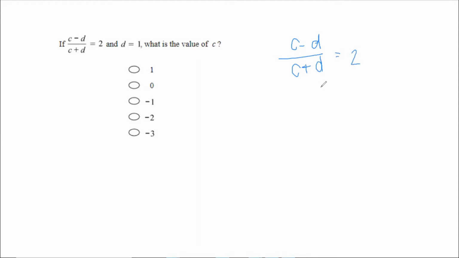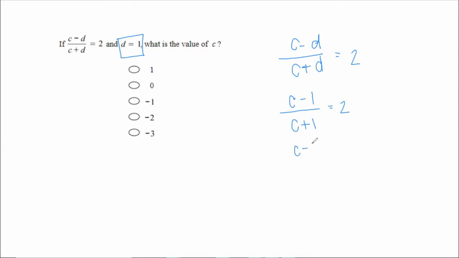And we know that D equals 1, right? It states it right in our question over here. So what we're going to do is substitute 1 wherever we see a D. So (C minus 1) over (C plus 1) equals 2. We're going to work to simplify.